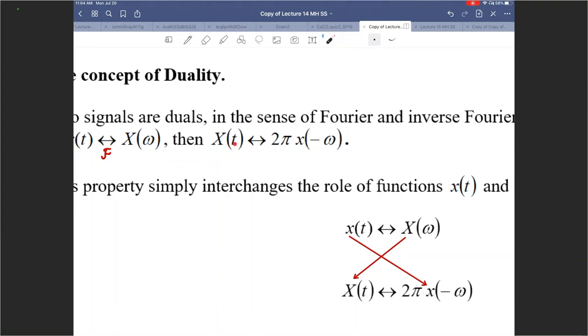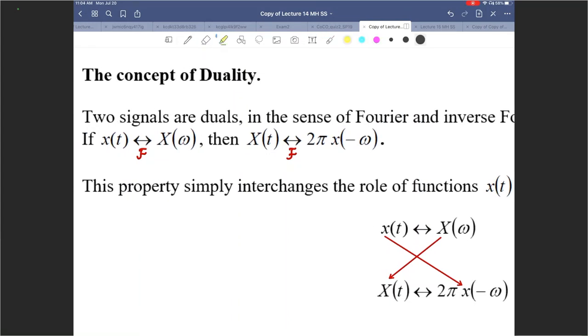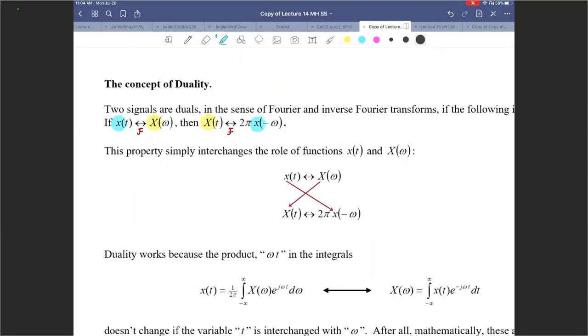with the same variables t and omega, then capital X of t, the earlier function in the frequency domain, will have the Fourier transform of 2 pi multiplied by the earlier function x as a function of minus omega. So we are essentially interchanging the roles of the functions small x and capital X.